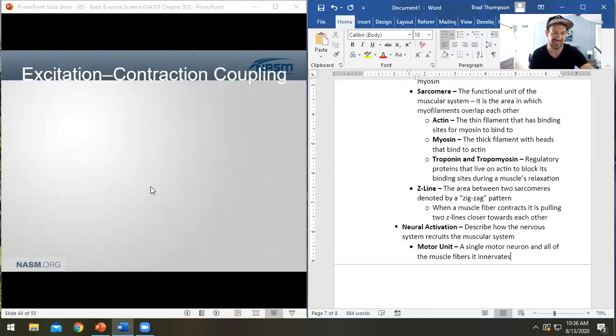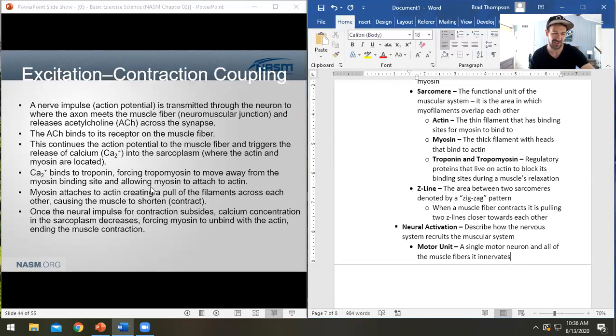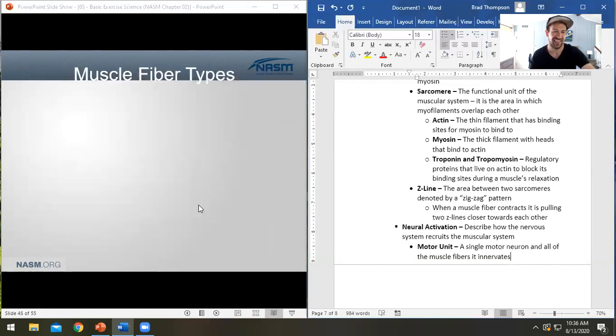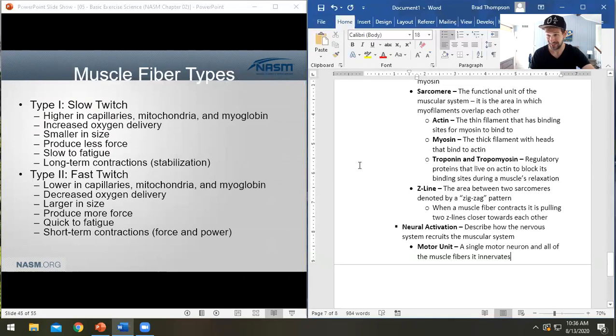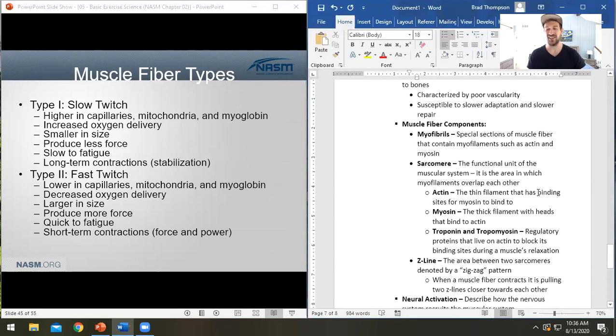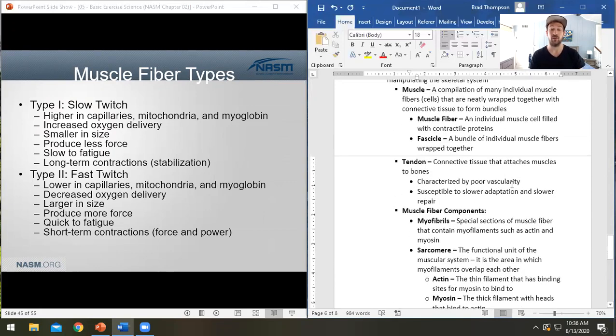Phew. And there's the whole thing from start to finish. So I'm gonna go ahead and move past that. All right, let's go ahead and look at our muscle fiber types.